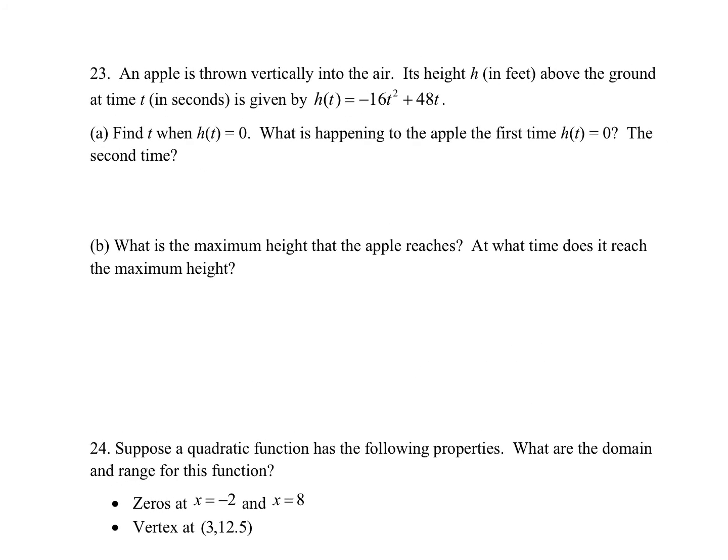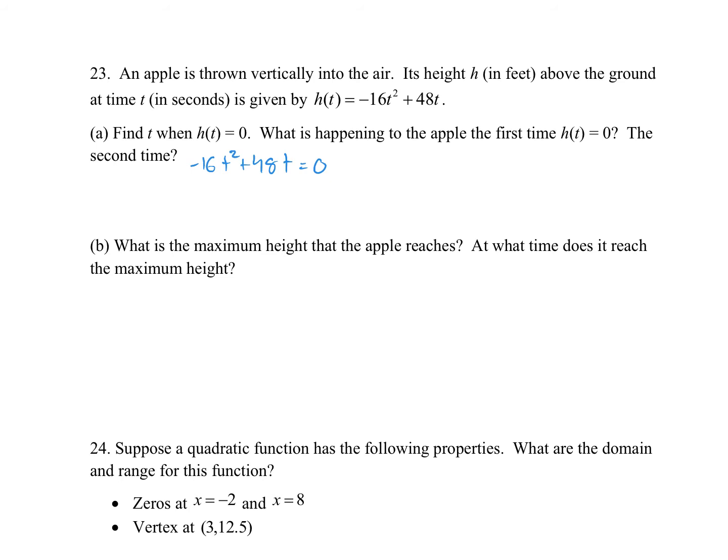So an apple is thrown vertically into the air. Its height h in feet above the ground at time t in seconds is given by h of t equals negative 16t squared plus 48t. So part A says, find t when h of t equals 0. Okay, so we're going to go ahead and write out what h of t equals 0 would look like. So h of t is negative 16t squared plus 48t. That's h of t. And we want to find out what t makes it equal 0.